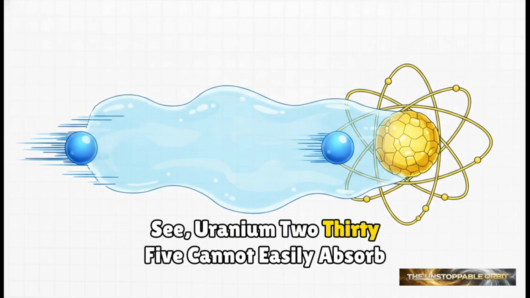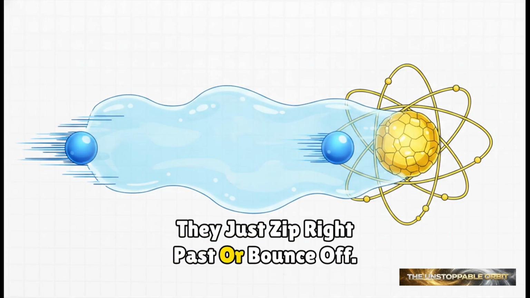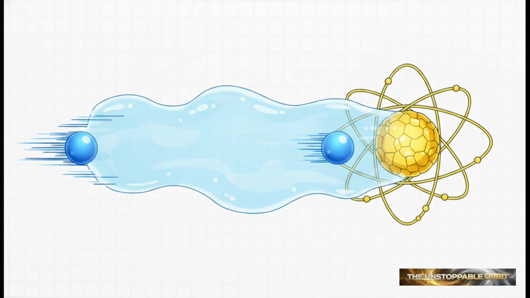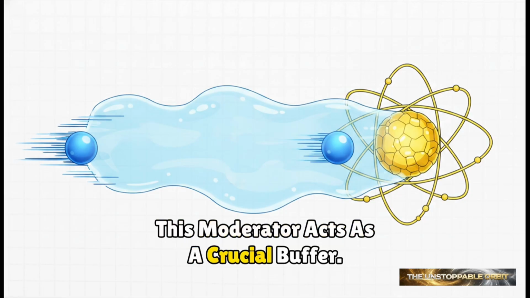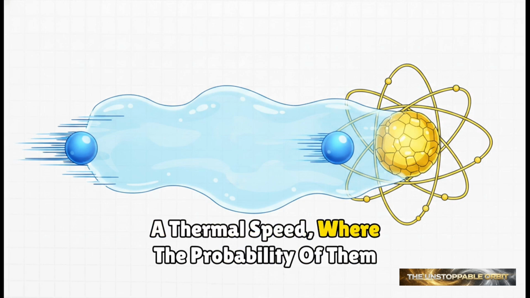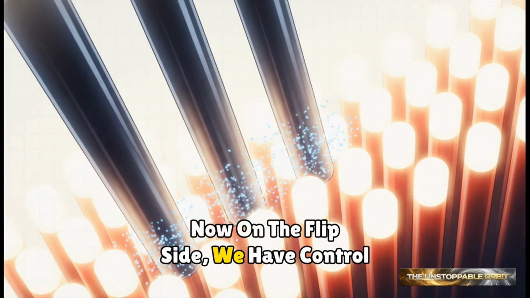See, uranium-235 cannot easily absorb fast-moving neutrons. They just zip right past or bounce off. So the reactor needs a moderator, like ordinary water or graphite. This moderator acts as a crucial buffer. It essentially slows those fast neutrons down to a thermal speed, where the probability of them actually causing another fission event goes way up. Now on the flip side, we have control rods.